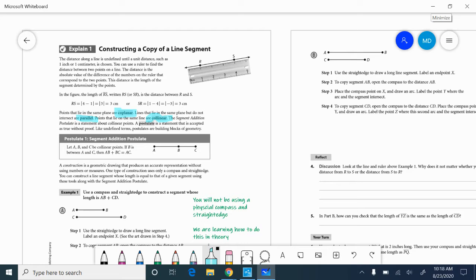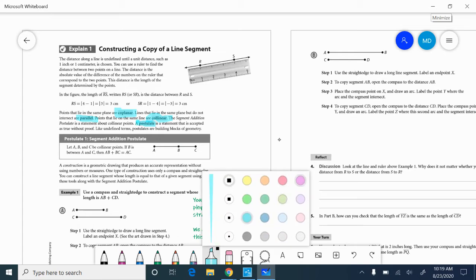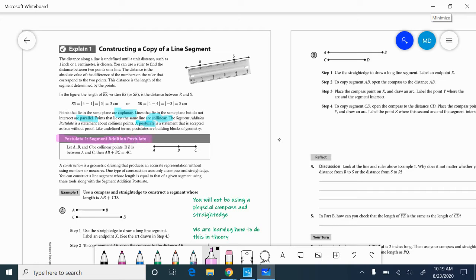The segment addition postulate is a statement about collinear points. A postulate is a statement that is accepted as true without proof. Like undefined terms, postulates are the building blocks of geometry. So postulate 1, this is the segment addition postulate. Let A, B, and C be collinear points. If B is between A and C, then AB plus BC equals AC.